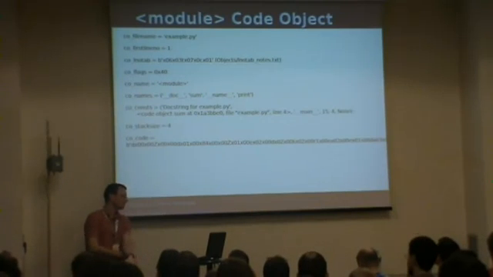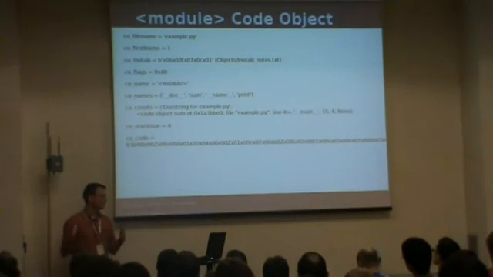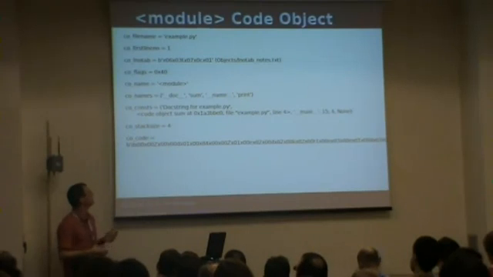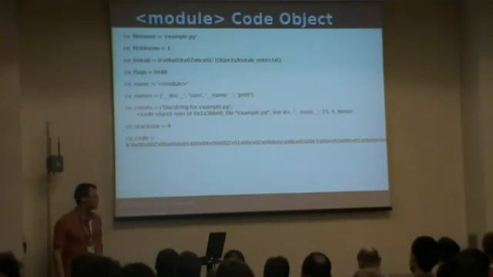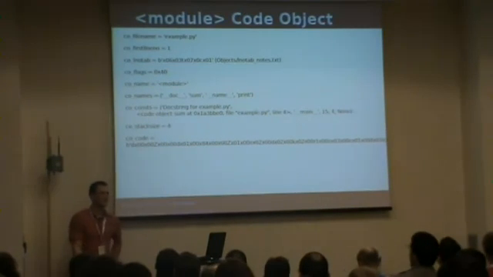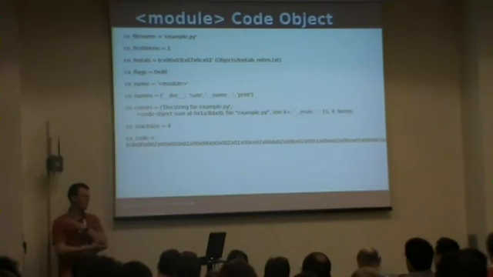co_names is more interesting. This is an array, or a tuple, represented as a tuple here, of the names that are used by this code object. The constants are there as well. So in the constants you can see the docstring, which is stored as a string. You can see the two integers. Also, None is a used constant because it's returned implicitly at the end of the module. And then you can see another code object in there. So code objects will contain other code objects, and that's how you get your functions, etc.